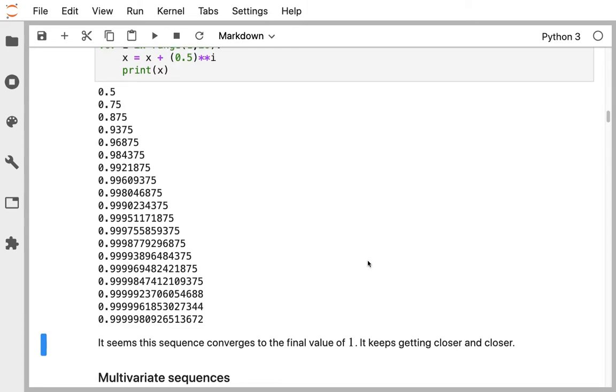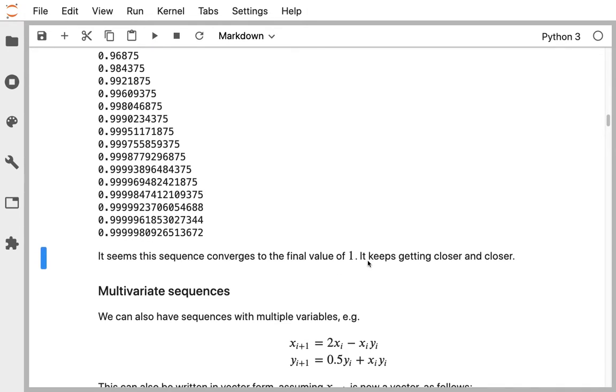Next, let's talk about multivariate sequences. So we might have more than one variable, for example, x and y. So at every iteration i, we have an x_i and a y_i, and then when we update, we need to update both of them. And the next x can depend on the current x, but also on the current y, and likewise the next y can depend on the current x and the current y. So this is just an example.